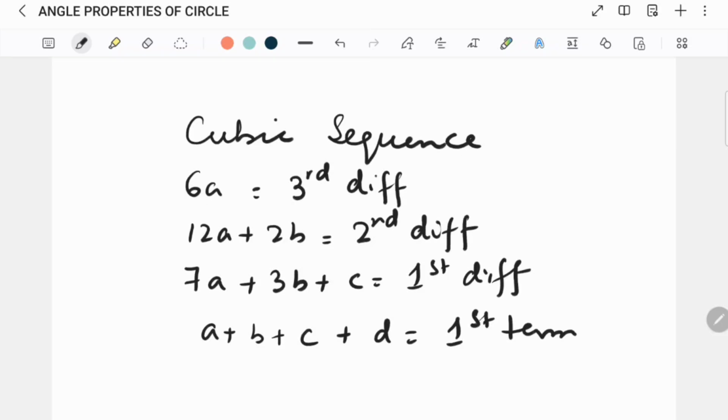In a cubic sequence, the first and the second time whenever you are finding the difference between each and every term, you will not get the same. The third time you will get the same difference, where 6a is equal to the third difference, 12a plus 2b is equal to the second difference, 7a plus 3b plus c is the first difference, and a plus b plus c plus d is the first term. Sometimes you can easily see it and then write down the nth term. So that is the cubic sequence.